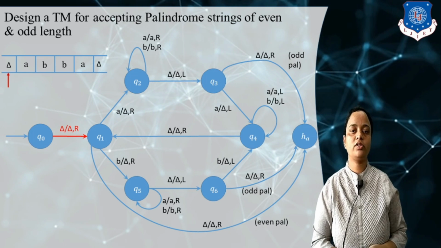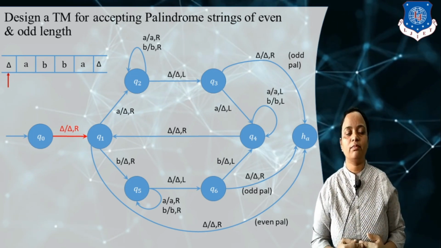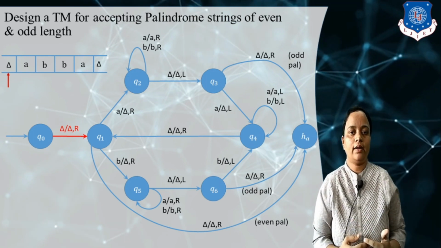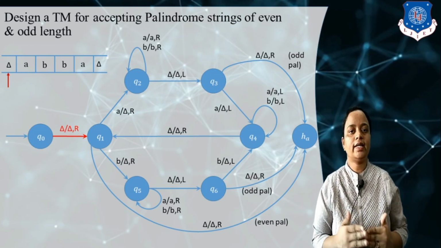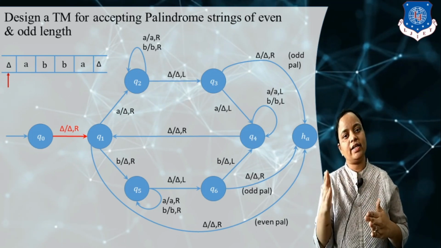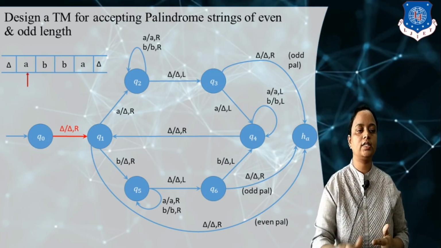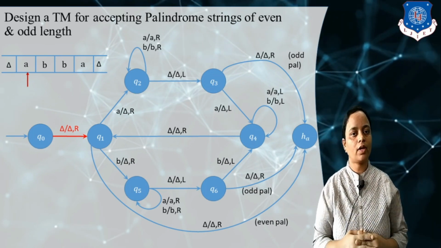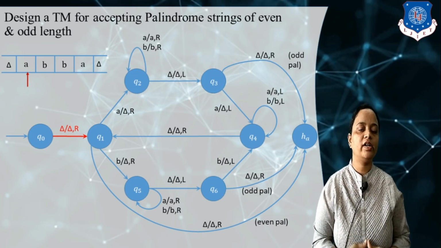And my q0 says that we have to move past the first character of the input string. So we replace the delta which my tape head is pointed to with the same symbol. Delta is replaced by delta and we move my tape head to the right side. So here you can see that delta is replaced by delta and my tape head is moving to the right side. Okay, now my tape head is pointing to the A.